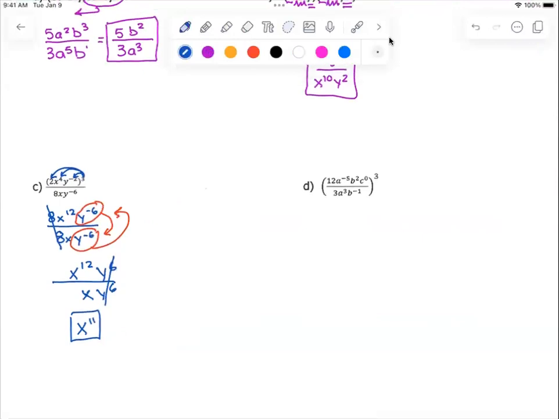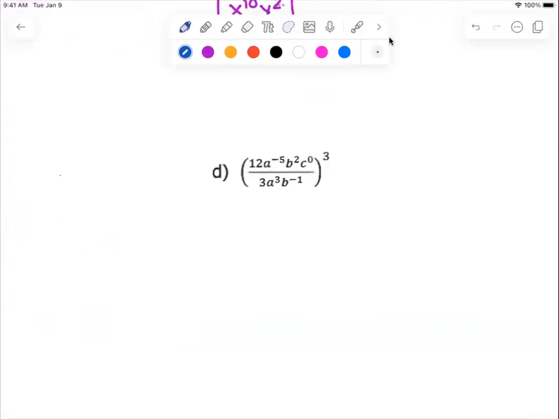Okay, part D. I am going to first simplify in my fraction, then I'm going to do the cubed power. But I know some students like to take this to all parts. That would be 7 parts. Again, I'm not going to do that. I'm going to simplify within because parentheses, PEMDAS. 12 over 3 is 4. And then I would say, oh, a to the negative 5th comes down. So I have a cubed and then a to the 5th. B squared stays. C to the 0 means there's 0 c's. And my b to the negative 1 is going to come up.